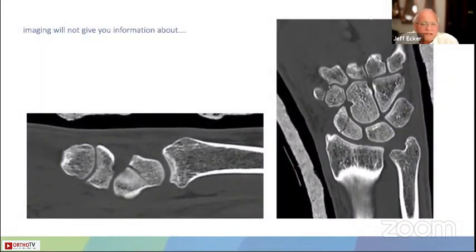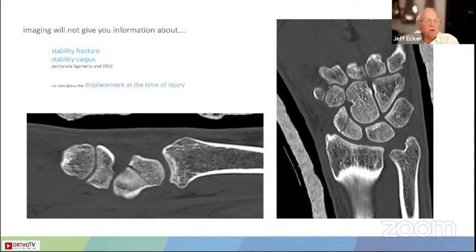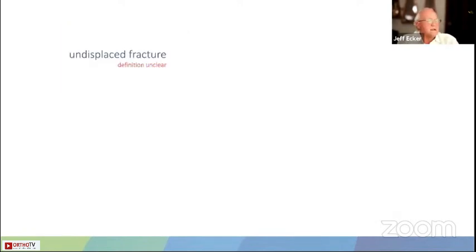Our CT scan does not give us information about the stability of the fracture, the stability of the carpus, whether or not there's a perilunate ligament injury, and if or not it involves the distal radio-ulnar joint. You have no idea about the displacement of that fracture and that wrist at the time of the injury.